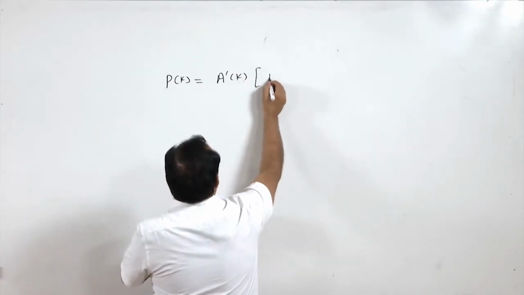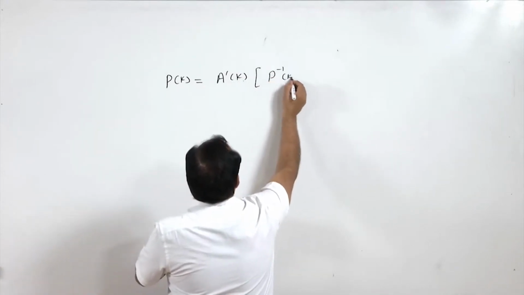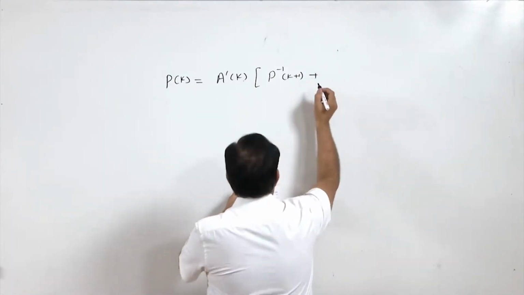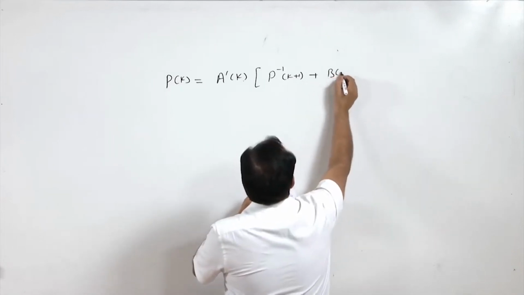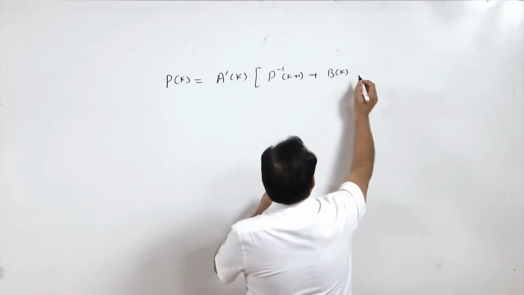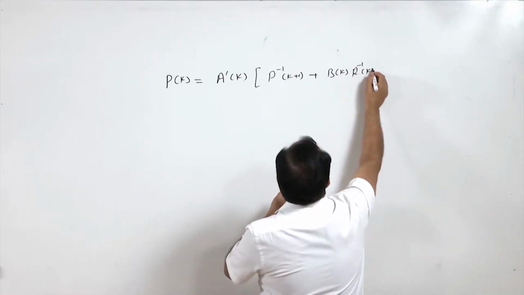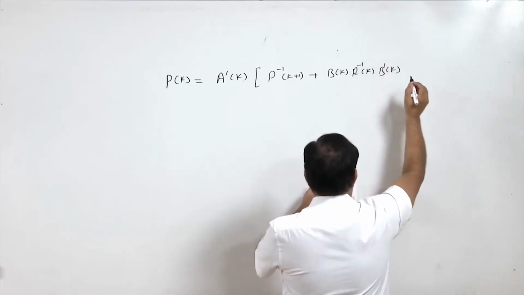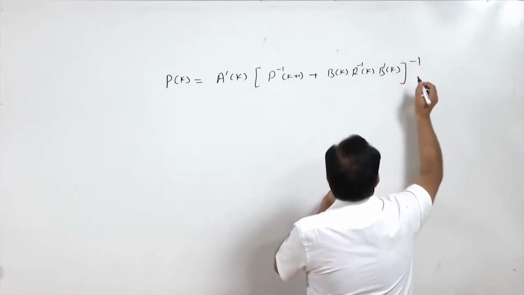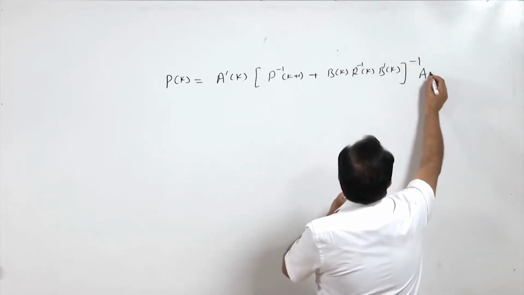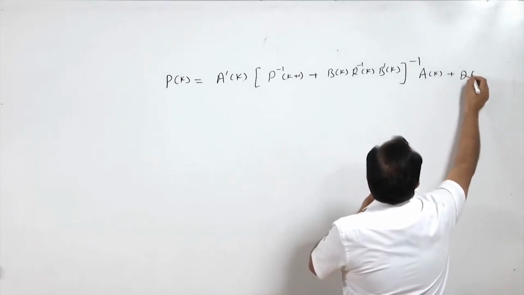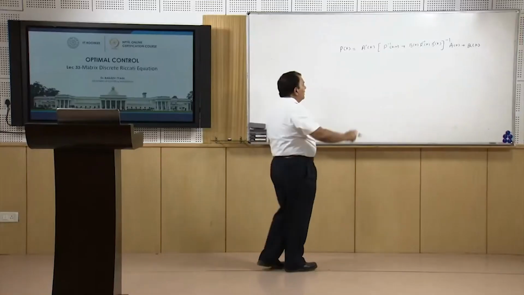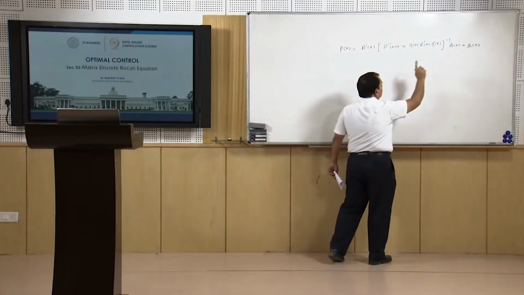A prime k P inverse k plus 1 plus Bk R inverse k B prime k, whole inverse, Ak plus Qk. So, this is my discrete matrix Riccati equation.